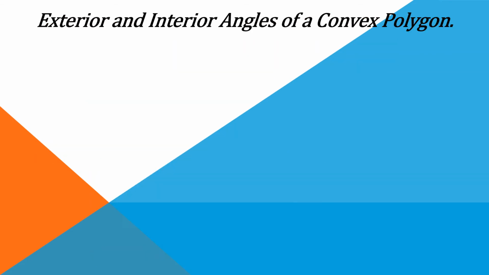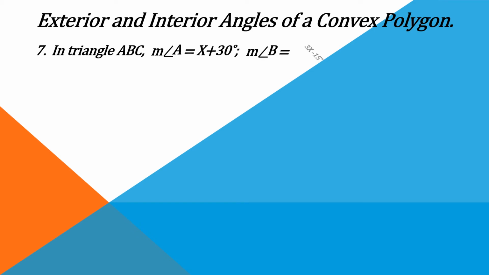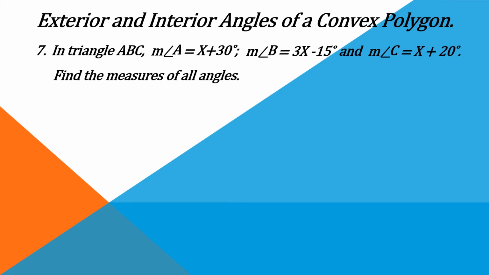Now we have problem number 7. In triangle ABC, the measure of angle A is equal to x plus 30 degrees, the measure of angle B is equal to 3x minus 15, and the measure of angle C is equal to x plus 20 degrees. Find the measures of all angles. Now in this problem, it is a triangle, but all sides or all angles are not equal. So this is not an isosceles triangle, or this is not a regular polygon, but the angles are not equal.